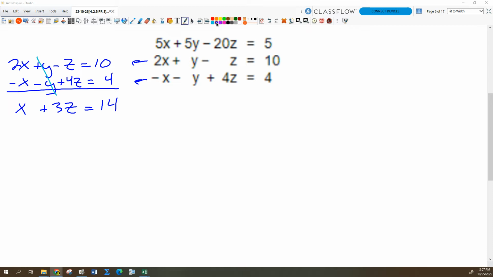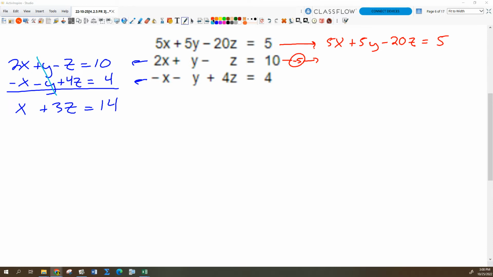Which one? I could do 1 and 2 if I want to. That's fine. So what am I going to multiply? Top one I'll leave alone. Middle one I'll multiply by. Okay, so if we do that, that's going to give me 5x plus 5y minus 20z equals 5.